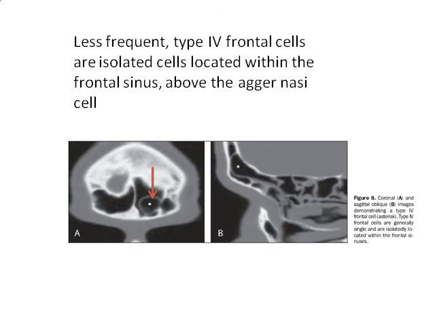The four types of frontal cells called the Kuhn's classification, type 1 through type 4.